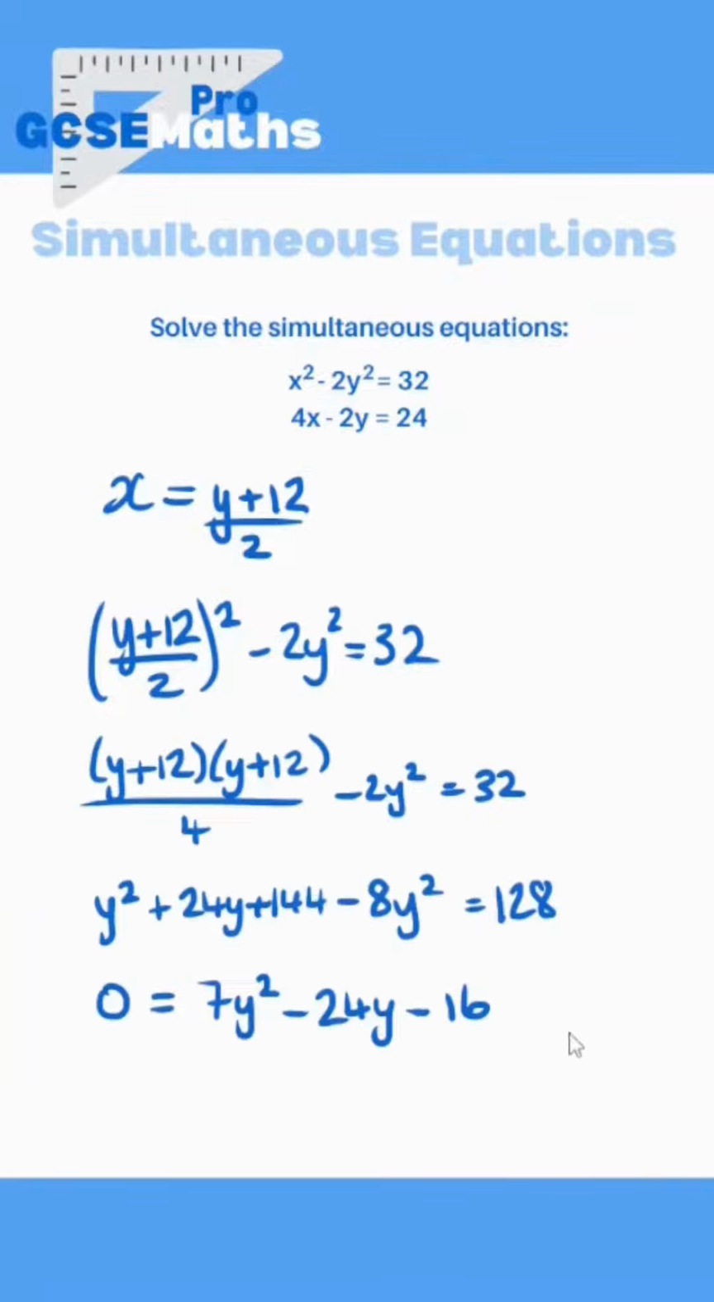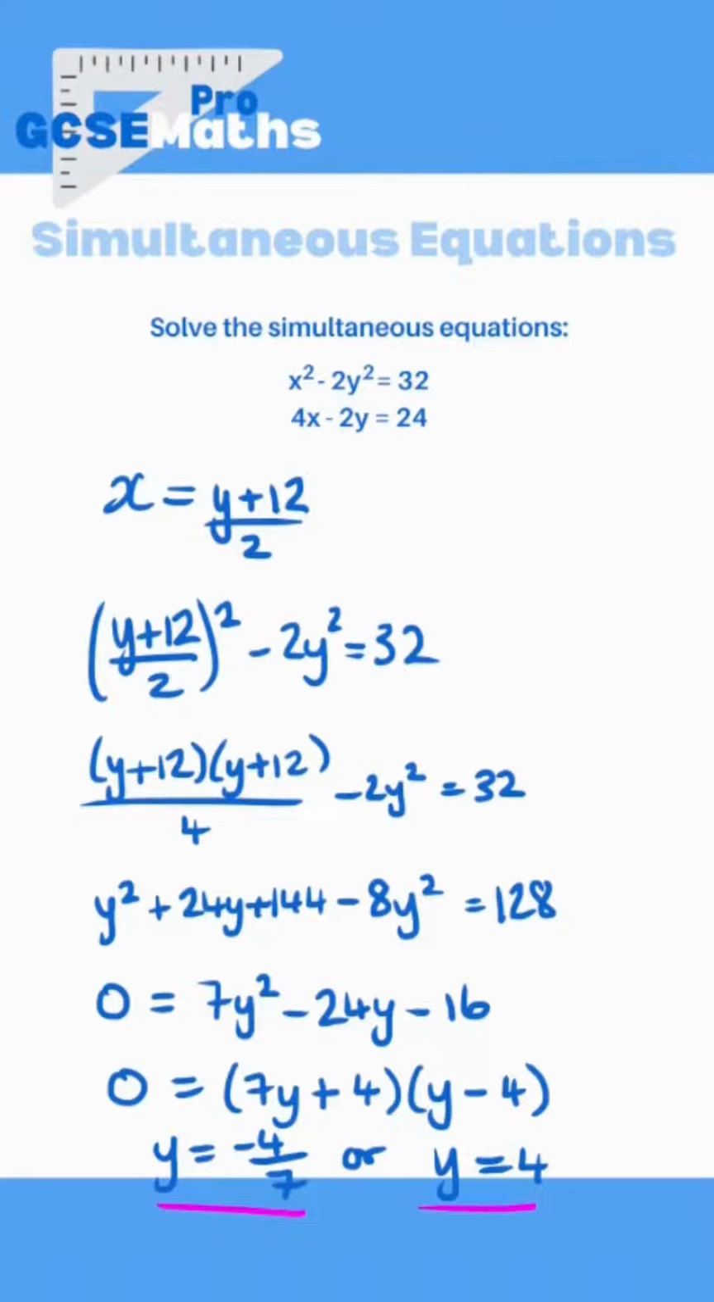Now that I've got it into a quadratic with everything on one side and 0 on the other, I'm going to factorize. So now I just need to solve. So now I have two solutions for y, minus 4 over 7 or 4. I'm going to take those two solutions and sub them back into the linear equation.